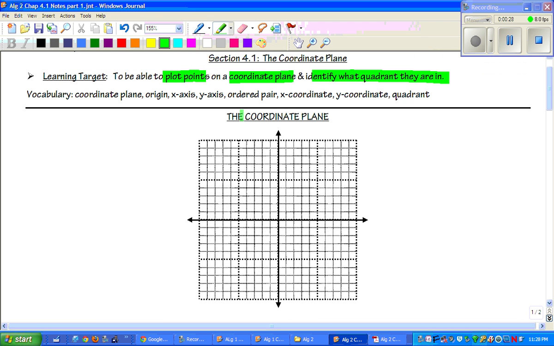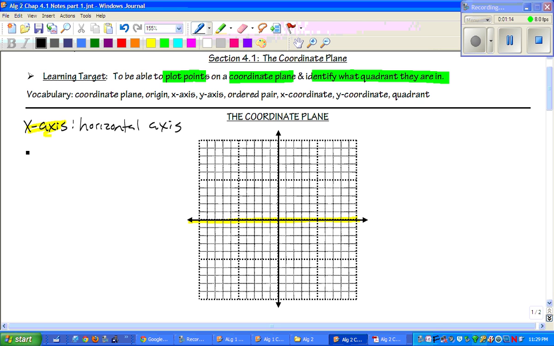So, the first thing we're going to talk about is the coordinate plane. The coordinate plane is whenever you see this type of graph, okay? We've got two number lines that are put together, and those number lines are going horizontal and vertical. The first one we're going to talk about is the x-axis. The x-axis is the horizontal axis, and that's the one that's going from left to right.